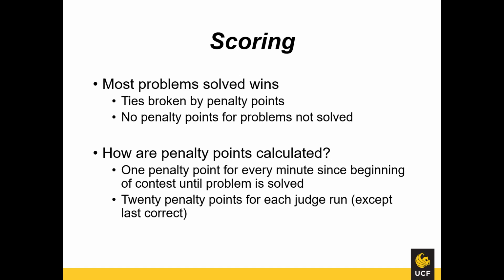And also for the problems you do finish, you are penalized for extra submissions. So if you submit a problem, say 4 times and finally get it, you have 3 extra submissions. You get 20 points for each incorrect attempt. So that is 3 times 20, or 60 penalty points.